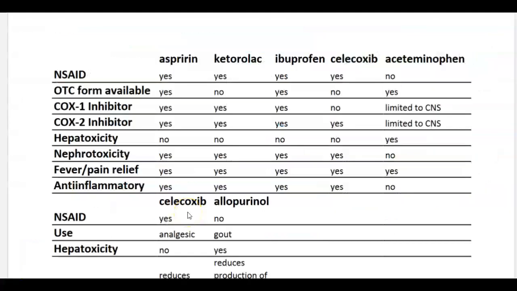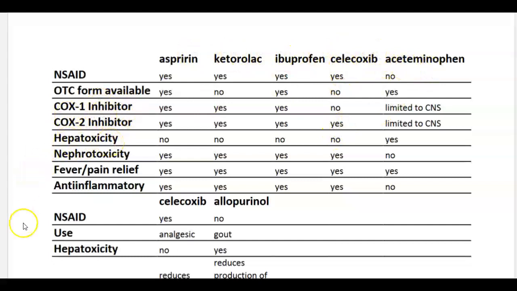This chart by another student just highlights again some of those big important concepts of these different medications when we're talking about compare and contrast. Who's not an NSAID? Acetaminophen, not an NSAID, not anti-inflammatory. Is it inhibiting COX-1 and COX-2? Yes, yes, yes. Celecoxib is only COX-2. Acetaminophen is not doing anything with COX-1 or 2.